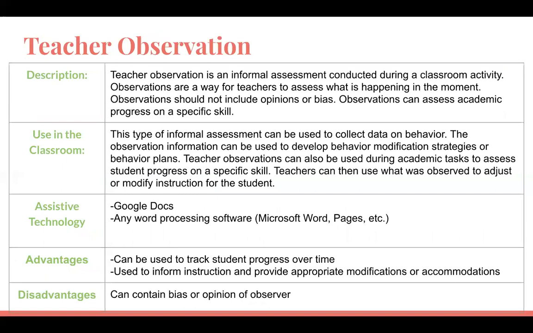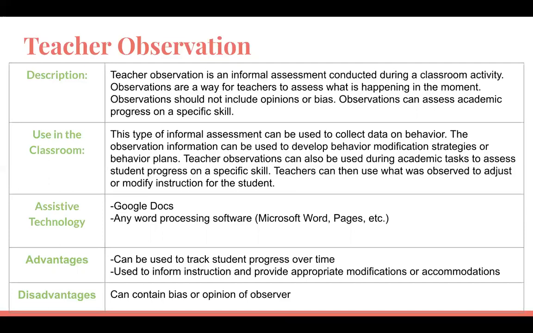The last informal assessment that I wanted to talk about is teacher observation. So teacher observation is an informal assessment conducted during a classroom activity. This is a way for teachers to assess what's happening in the moment. Again, observations really shouldn't include opinion or bias. They really should just be based on the facts and exactly what's happening with that student, and they can assess academic progress on a specific skill.